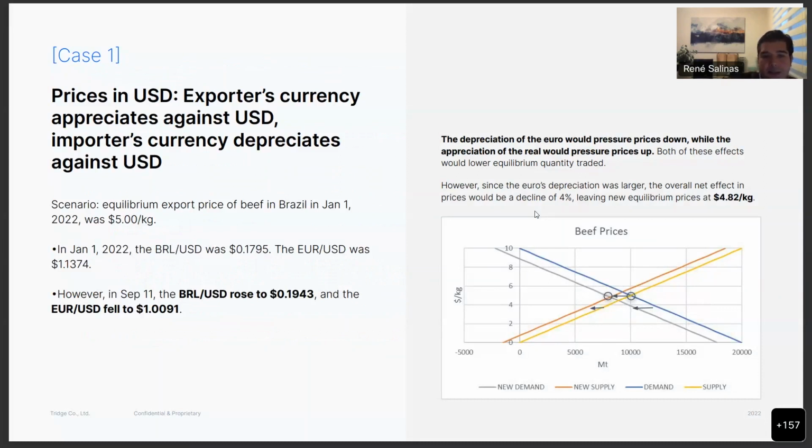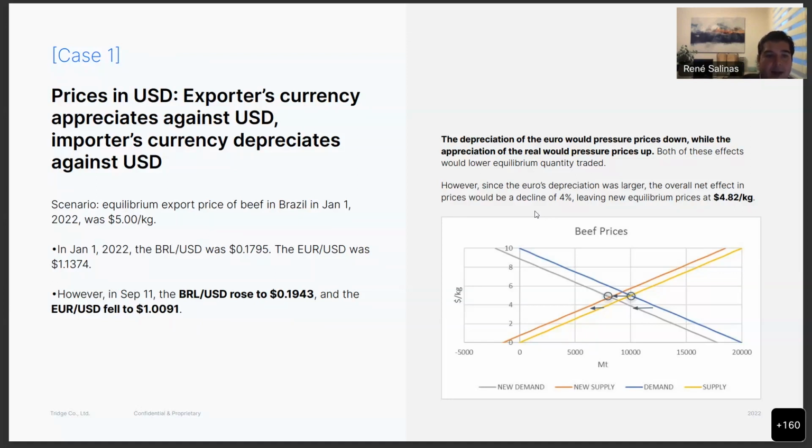So let's see this first case. Prices in US dollars, exporters' currency appreciates against the US dollar and the importers' currency depreciates against the US dollar. So in this first case, on January 1st, for 1 ton of beef, Europeans paid around 4,400 euros and Brazilians received around 27,900 Brazilian reals. Brazil is the exporter and Europeans are the buyers.